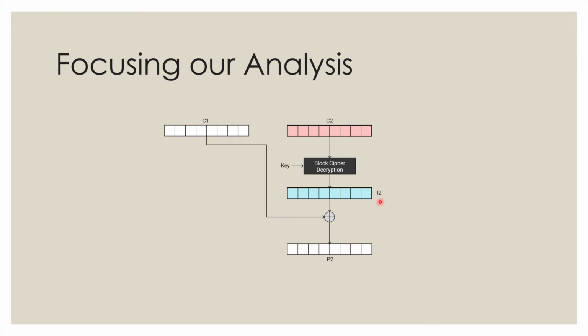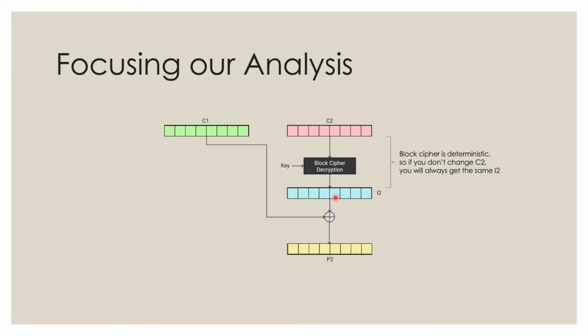We need the previous ciphertext block as well. Let's call this C1. Now C1 will be XORed with I2 to give us the plain text block. Let's call that P2. Now for a very important fact. Since this block cipher is a deterministic algorithm, if we do not change C2, this means that I2 will also remain the same.